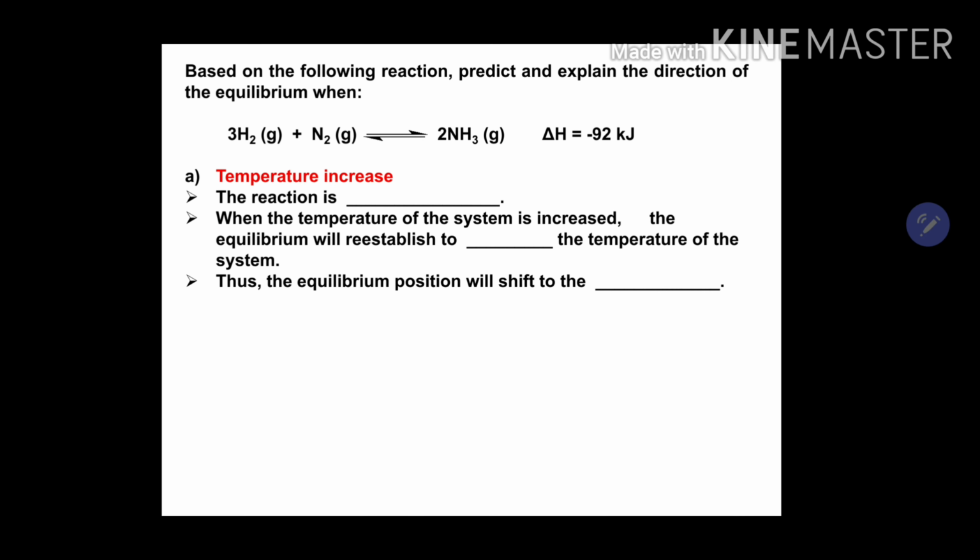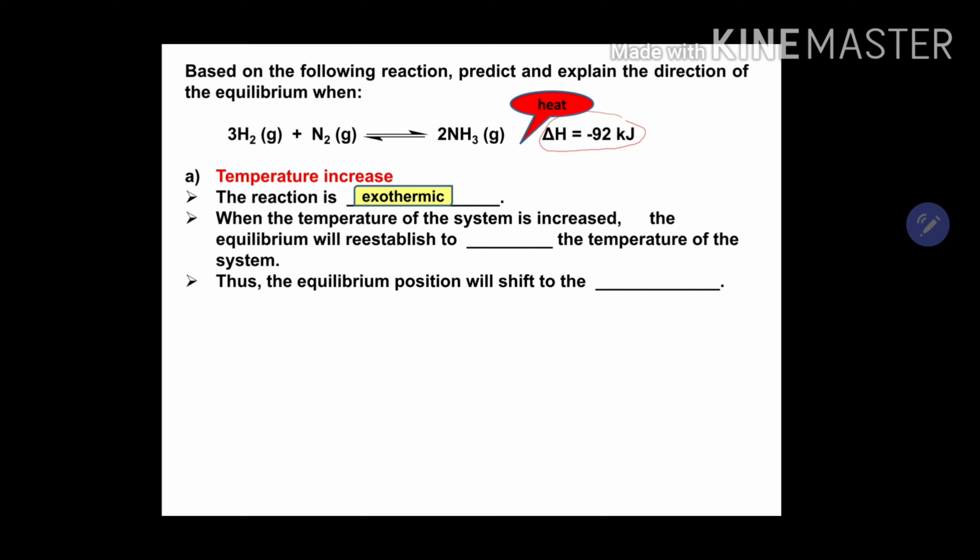Based on the following reaction, predict and explain the direction of the equilibrium when 3 moles of H2 gas plus 1 mole of N2 gas produce 2 moles of NH3 gas. Now the disturbance: the temperature is increased. The first step is to identify the type of reaction. The reaction is exothermic. Why exothermic? Because the delta H is a negative value. So if it is an exothermic reaction, we put heat beside the product.